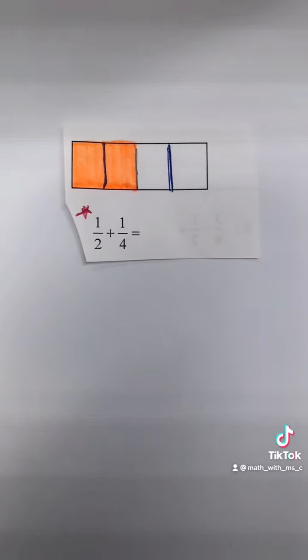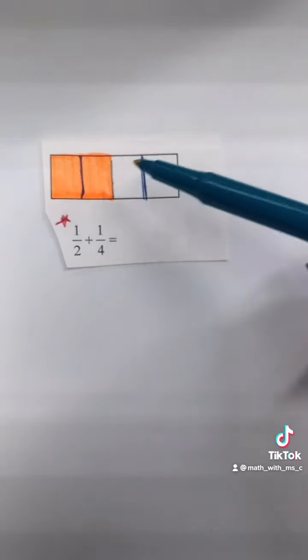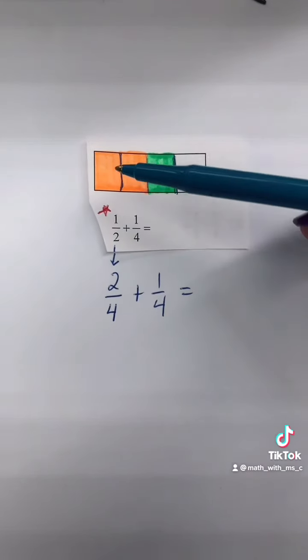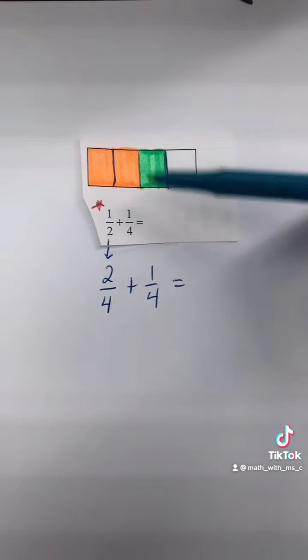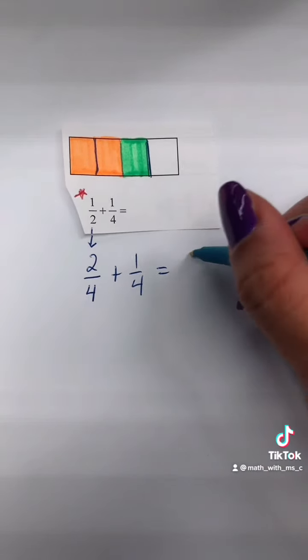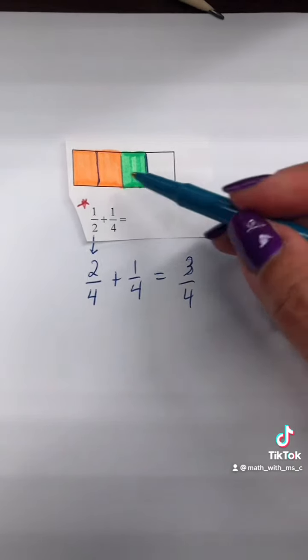Now that I cut the whole model into fourths, I notice that 1/2 is equal to 2 out of 4. So now what you notice, 1/2 is equal to 2/4 once I broke it up into fourths, and I added a fourth. So how many fourths are there? 3/4. Again, when your denominators are different, you're going to have to find a common denominator so that you can actually solve the problem.